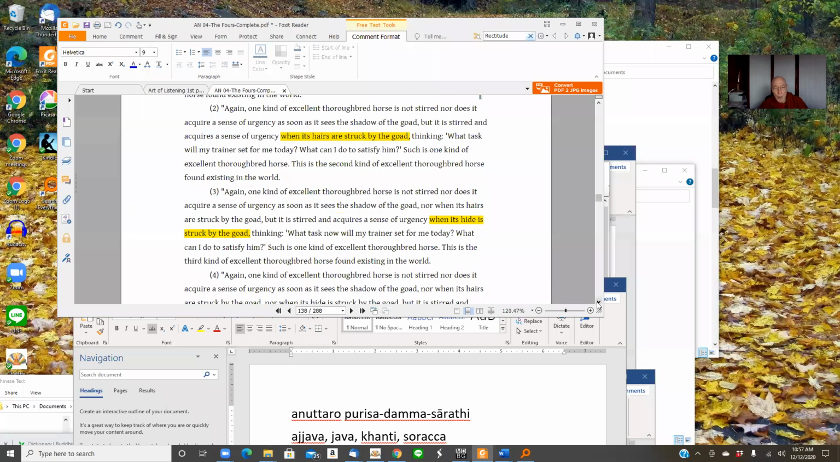The third kind of horse, the more sluggish, more complacent horse, isn't stirred to urgency even when the hairs are struck by the goad. But then the horse trainer might strike the goad lightly against the hide of the horse. Then the horse picks up and thinks, I'd better start following the trainer.